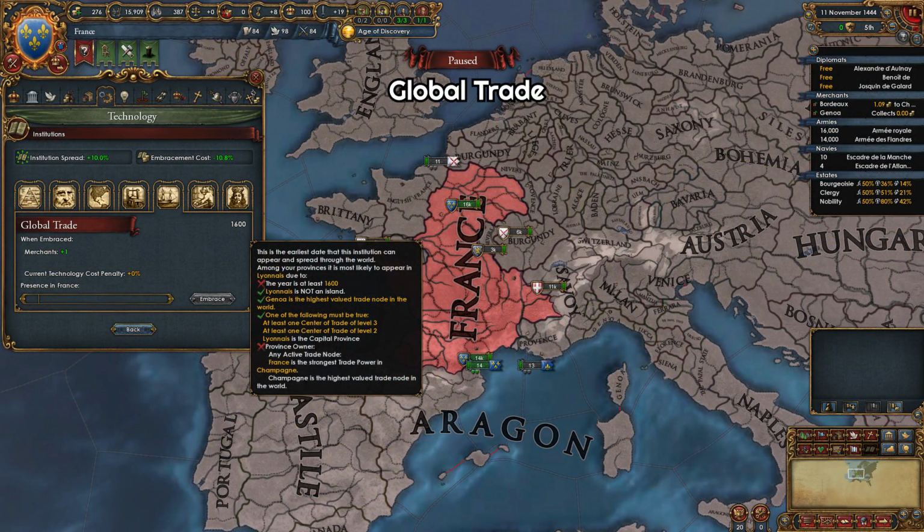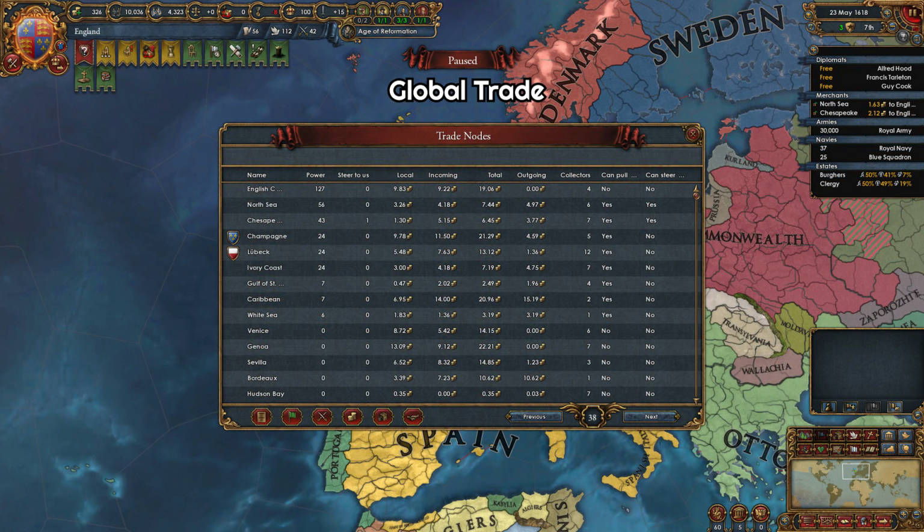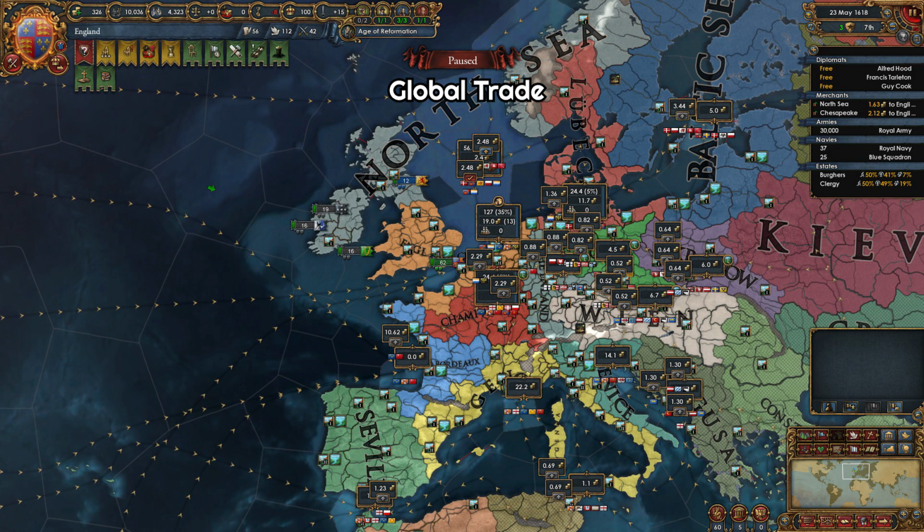Next one is global trade. Global trade can appear from 1600 onwards. Spawning this institution requires the province to be in the highest value trade node. The game tooltip doesn't tell us what a highest value trade node is, but I think it calculates the sum of local plus outgoing values that you can find in the ledger. The province also needs to be either the capital or a level 2 or level 3 center of trade. And you need to be either collecting from this trade node or have a merchant there. And you need to have the most trade power in that node as well.